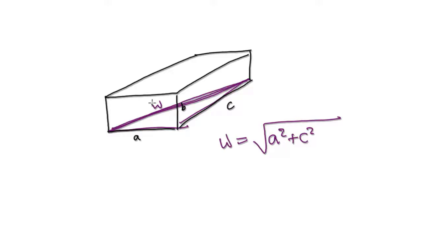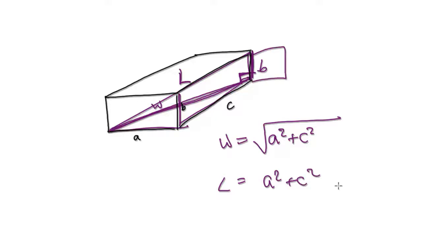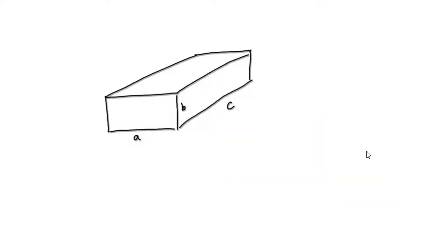Okay, and then once you've got w, you can look at this. This is b here. So now you would use this right angle triangle. So this diagonal length here, let's call it capital L. Capital L is given by this thing squared, that would be a squared plus c squared, plus b squared, and then you square root the whole thing. So the longest length that the metal rod can be is given by this. So now this is the same idea.